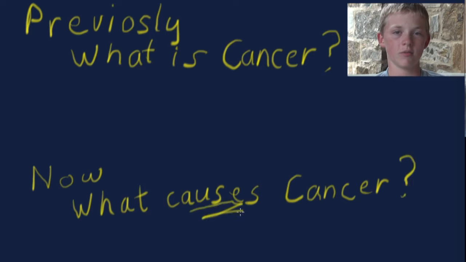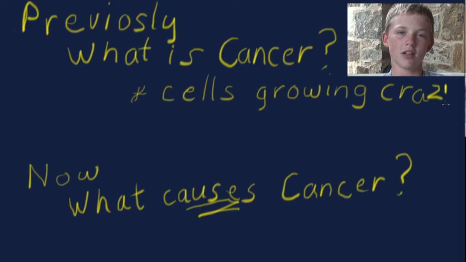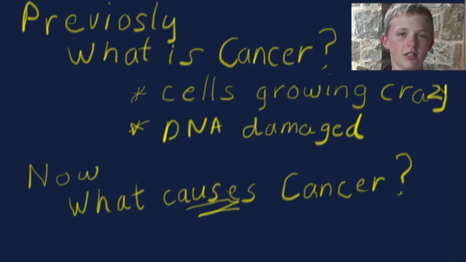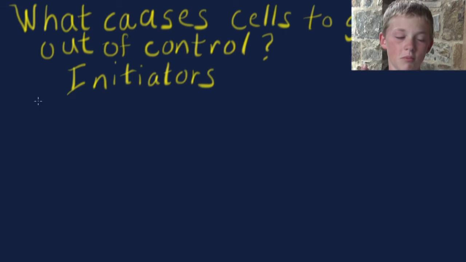In this episode we're asking the question, what causes cancer? As we talked about in the last episode, cancer is caused when cells grow out of control, and for that to happen, the DNA has to change. There are two ways that cancer can be caused: initiators and promoters.